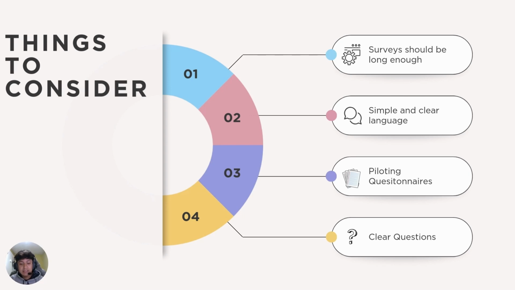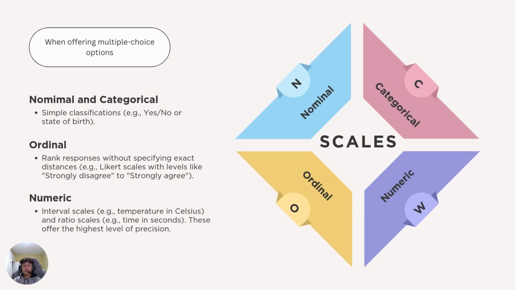For example, instead of asking, do you consider UQ to be a good university in terms of teaching and research? We have to split it into two questions, one question for research and one question for teaching. When offering multiple choice options, make sure that the scale is fine-grained enough to capture the nuances of the data.